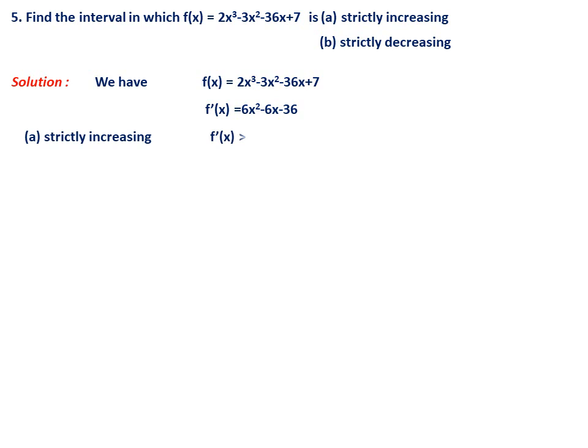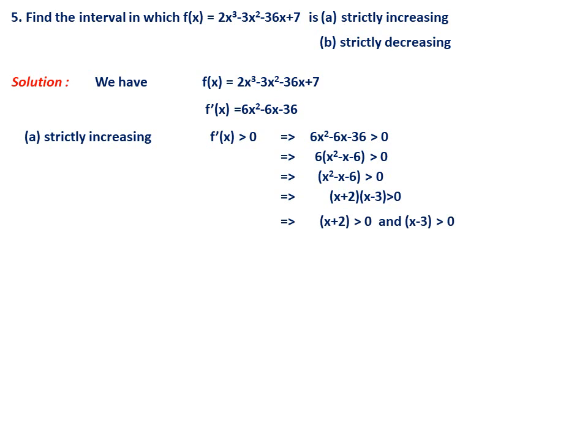Now, strictly increasing, what is the condition? f dash x must be positive. That means 6x square minus 6x minus 36 is positive. This implies 6 into x square minus x minus 6 is positive. This implies x square minus x minus 6 is positive because 6 cannot be negative. So factorize this, x plus 2, x minus 3. Now we can consider this way. This implies there are two cases. Product of two real numbers positive means both should be positive or both should be negative. That is x plus 2 positive, x minus 3 positive, or x plus 2 negative, x minus 3 negative.